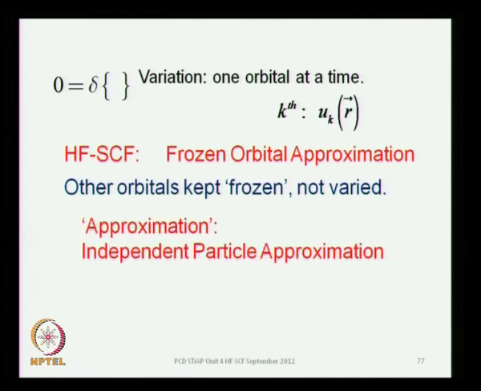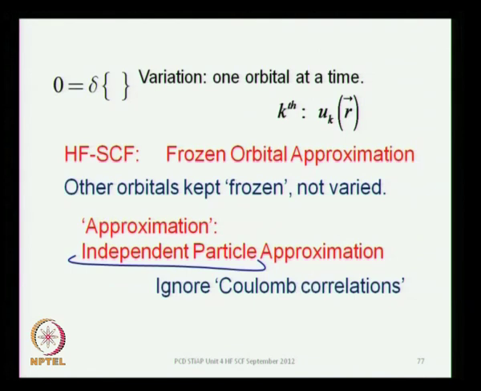and it is also called an independent particle approximation, okay, because the Slater determinant is written as a product of one particle functions. What it really amounts to is that you are ignoring something, right? What you are ignoring is precisely what gives you the definition of a Coulomb correlation. Okay? Coulomb correlation by definition is what is left out of the Hartree-Fock. So, a good way of defining Coulomb correlation is that whatever correlation is there in the many electron system, which the Hartree-Fock does not take into account, is the Coulomb correlation.